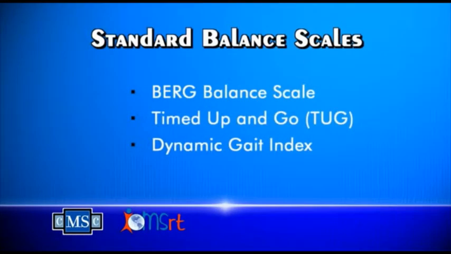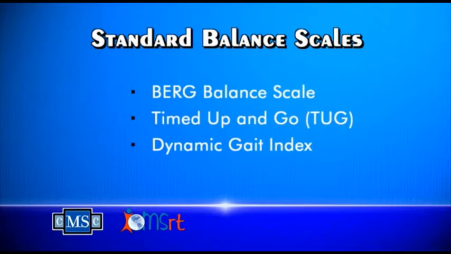Standardized measures that can be used in balance dysfunction include the Berg Balance Scale, the Timed Up and Go, and the Dynamic Gait Index. For the most part, the Berg Balance Scale has become the uniform standardized measure to look at balance in all populations, including stroke, community dwelling, elders, patients with vestibular dysfunction, and patients who are at fall risk.